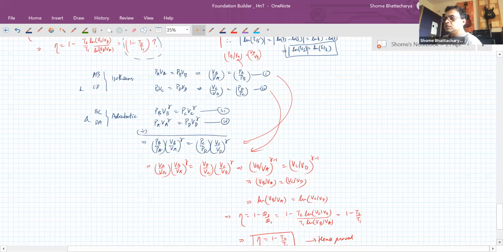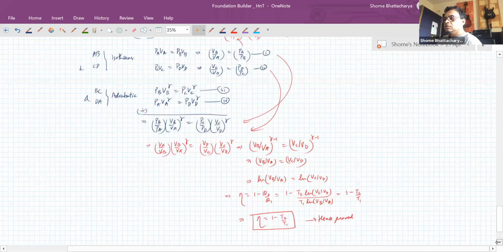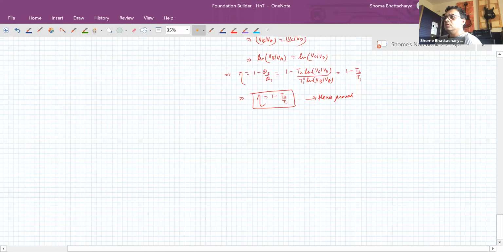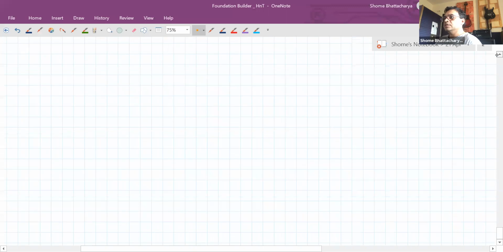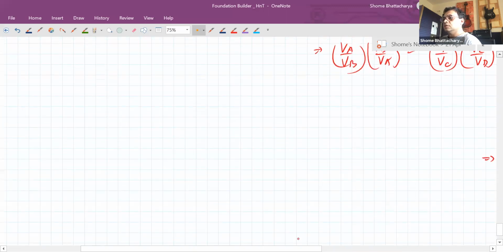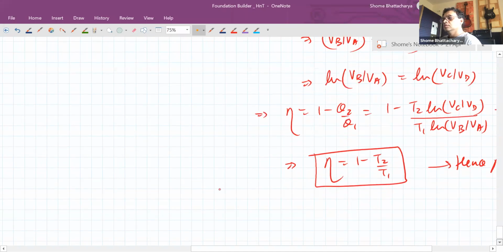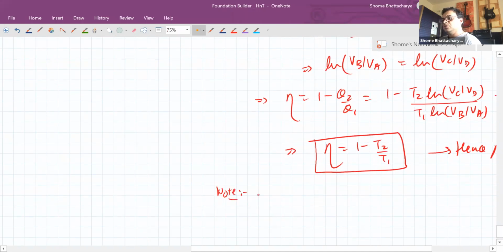Okay, so people, hope this application is clear. The only thing you have to be careful about in applications of the Carnot engine is when you substitute in the formula, efficiency is 1 minus T2 by T1, please make sure that you are substituting T2 and T1 in kelvins. Don't make the mistake of substituting in degrees C, because you'll get the wrong answer.